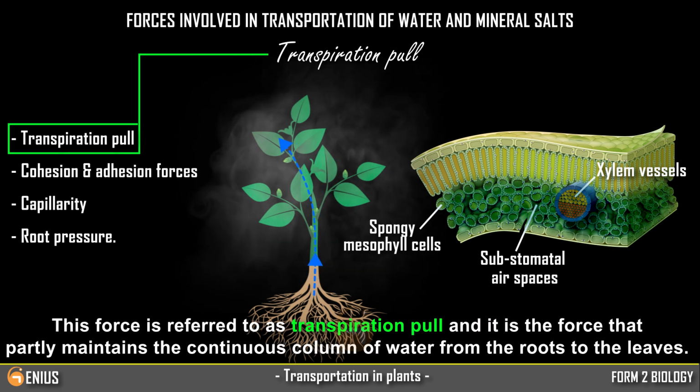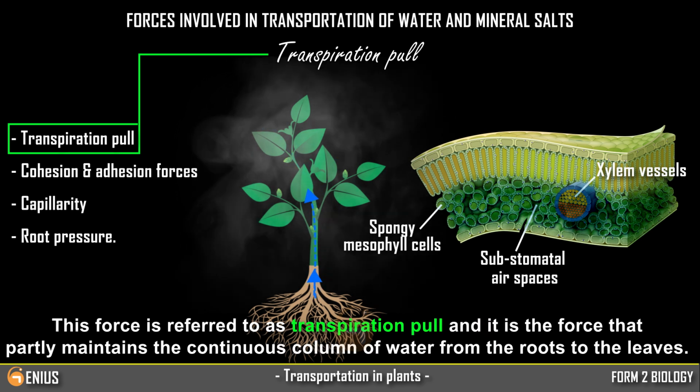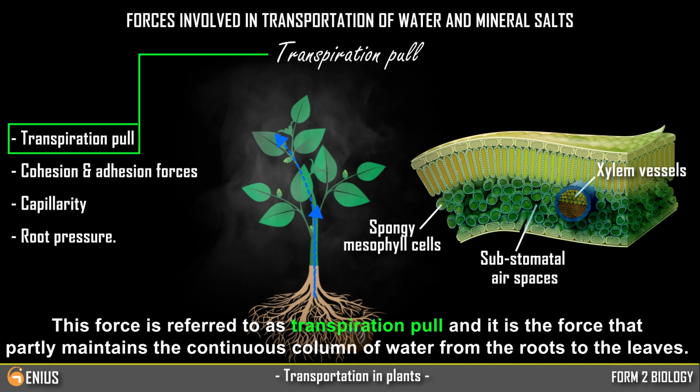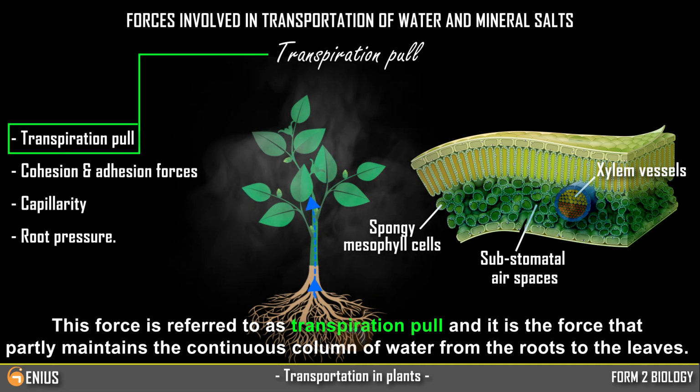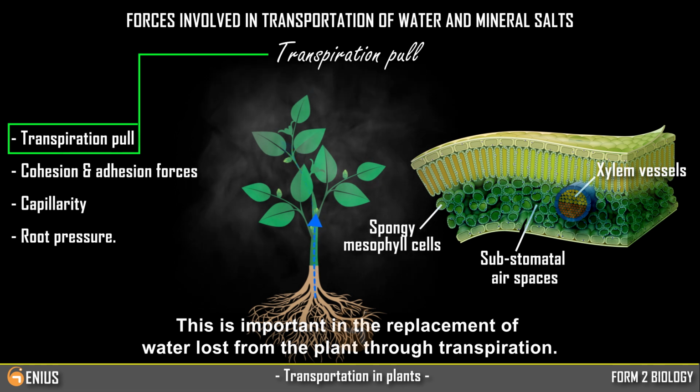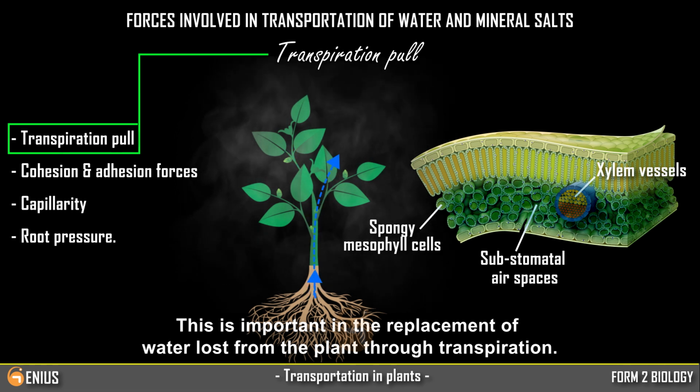This force is referred to as transpiration pull, and it is the force that partly maintains the continuous column of water from the roots to the leaves. This is important in the replacement of water lost from the plant through transpiration.